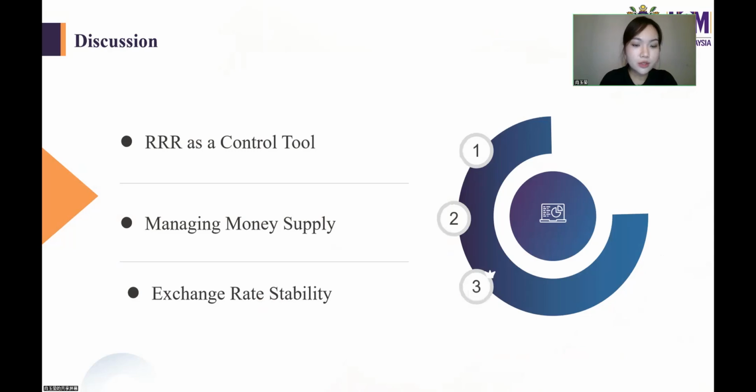So, what does this mean in real terms? Here are our big takeaways. RRR as a control tool. Increasing the RRR can effectively slow inflation by reducing the amount of money circulating in the economy. Keeping money supply growth under control is key to avoiding inflationary pressures. Exchange rate stability. A stable exchange rate is vital, particularly for Malaysia, which depends heavily on imports. These findings underline how important it is to balance these factors for effective inflation management.